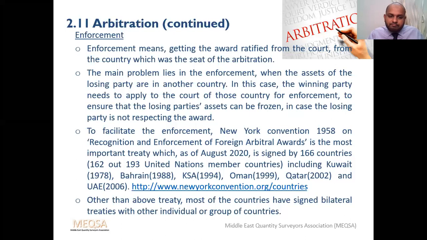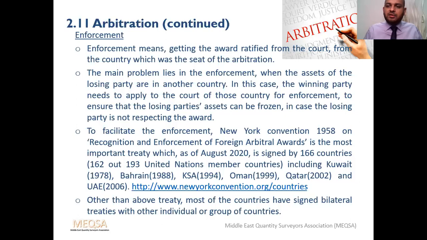This is a treaty, a bilateral treaty between groups of countries, which means both countries are agreeing that in case of an award, we are accepting to enforce those awards.